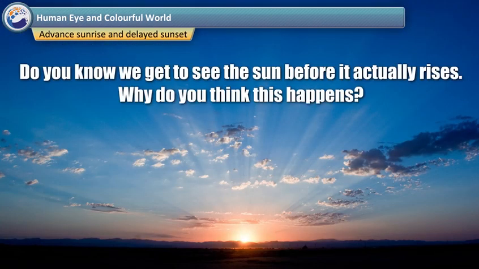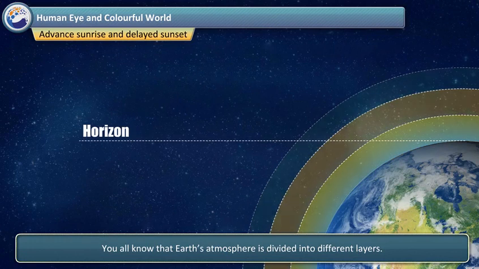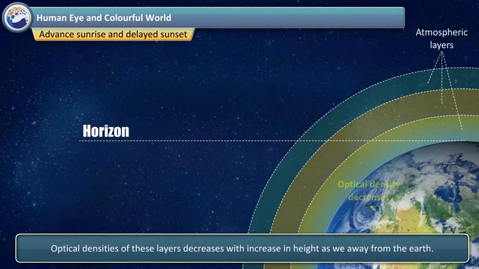Advanced sunrise and delayed sunset. Do you know we get to see the sun before it actually rises? Why do you think this happens? You all know that Earth's atmosphere is divided into different layers. Optical densities of these layers decrease with increase in height as we go away from the Earth.